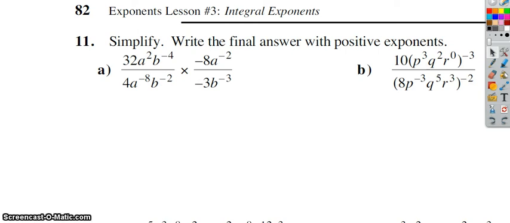This is page 82, lesson 3, integral exponent. It proved to be a difficult unit because of all this bracket and negative sign and fractions and division. But well, let's do the homework together and learn from the step, and I'll guide you through one step at a time.